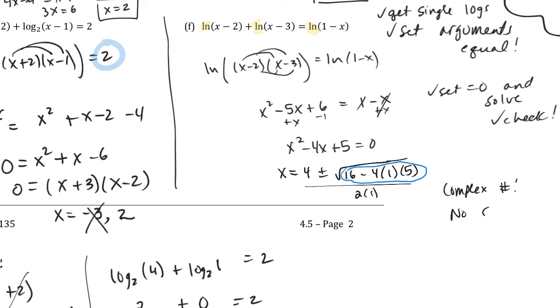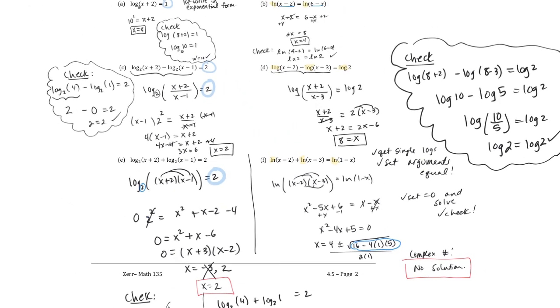So we can't take a natural logarithm of a complex number, so that has no solution. All right, so they don't always have a solution. Do make sure that you double check so that you only include solutions that actually work, that don't have a negative argument.